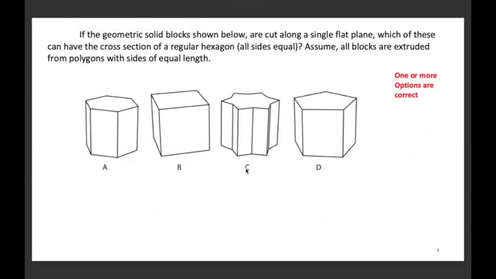If geometric solid blocks shown below are cut along a single flat plane, which of these can have a cross section of a regular hexagon? All sides are equal. Assume all the blocks are extruded from polygons with sides of equal length. From which of these will we get a regular hexagon as a cross section?